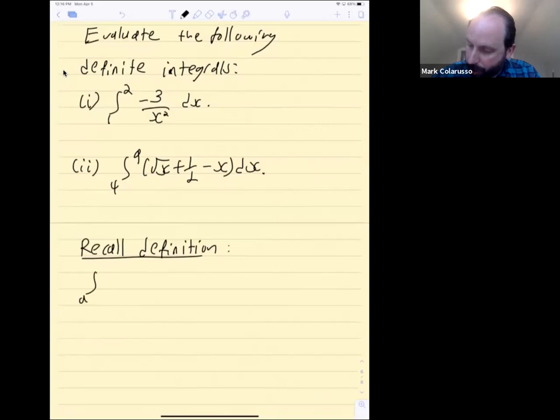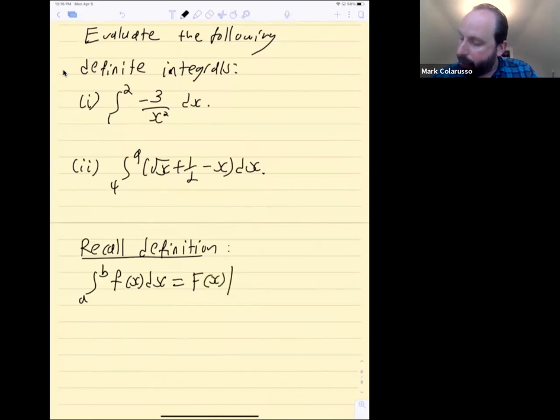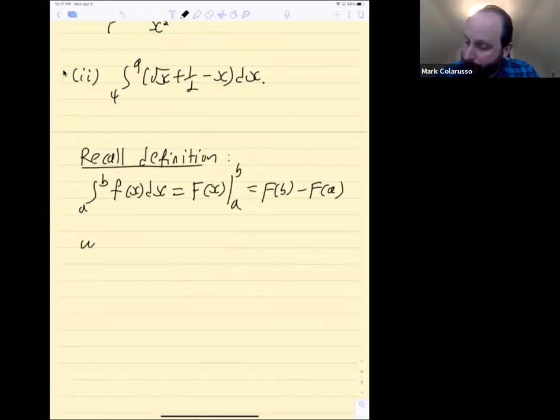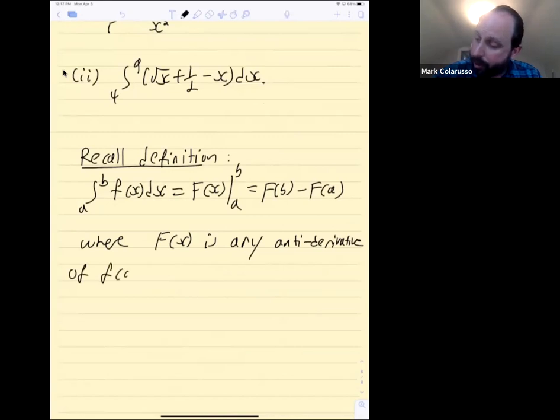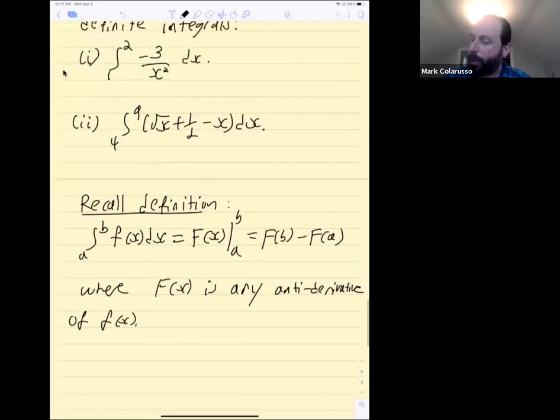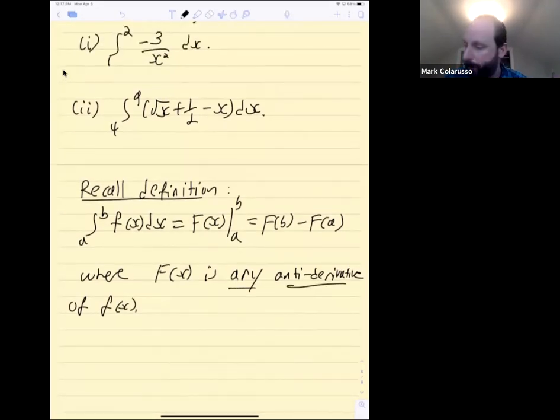So the definite integral from a to b of f(x) dx is, let me write it this way, capital F at x from a to b, which is F(b) minus F(a), where capital F at x is any antiderivative of little f at x. Okay, so that's the definition, and that's what we need to apply here. So any antiderivative works. You just pick your favorite one, like I was saying earlier.